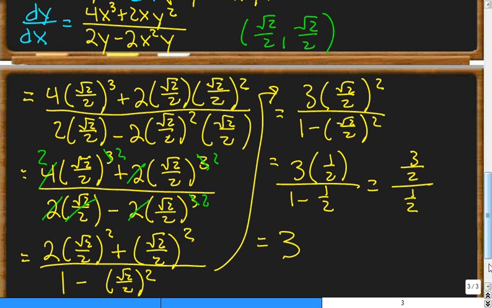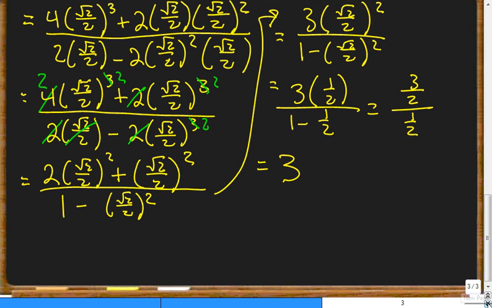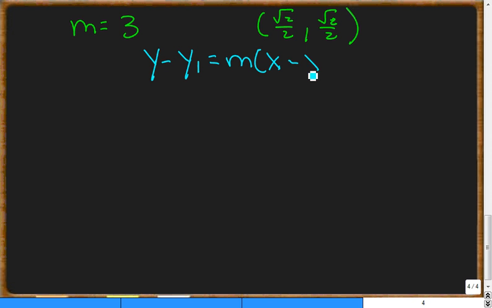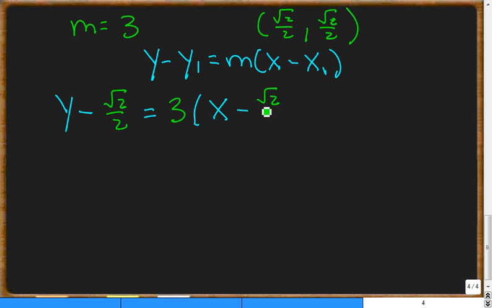So now I can finally go and figure out what my equation is. So I know that m equals 3, and I know that my point is going to be the square root of 2 over 2, square root of 2 over 2. So I go through and make my line. So I've got y minus y1 equals m times x minus x1. And when I plug everything in, I should get y minus my y1 coordinate, which is the square root of 2 over 2, equals m times x minus square root of 2 over 2.